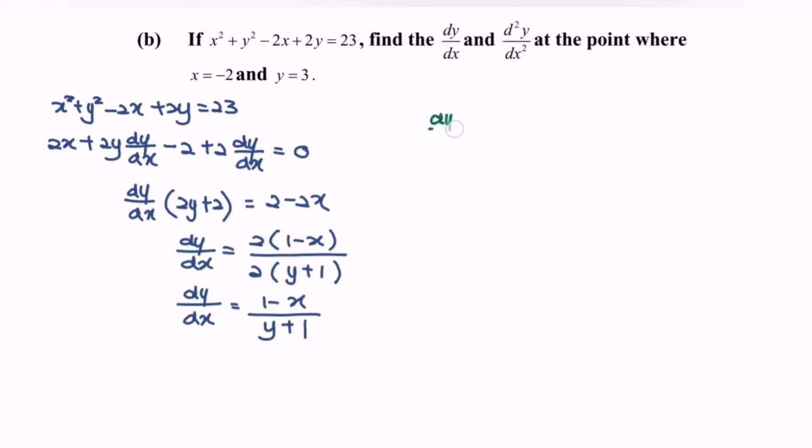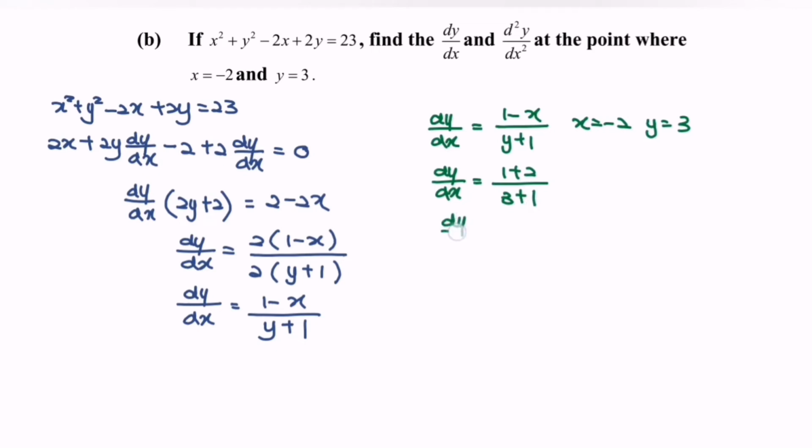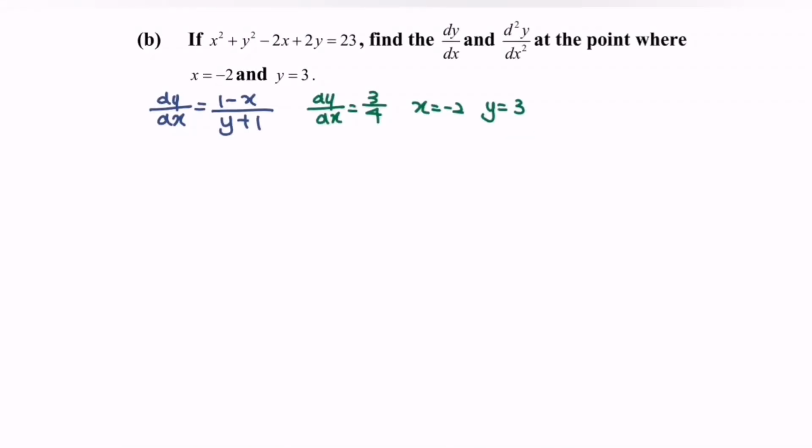So dy/dx is equal to 1 minus x over y plus 1. Kindly substitute the value x equals negative 2 and y equals 3. And we will have dy/dx is equal to 1 plus 2 over 3 plus 1. So the value of dy/dx is equal to 3 over 4. Next, what we have to do is to find the second derivative at the point where x equals negative 2 and y equals 3.